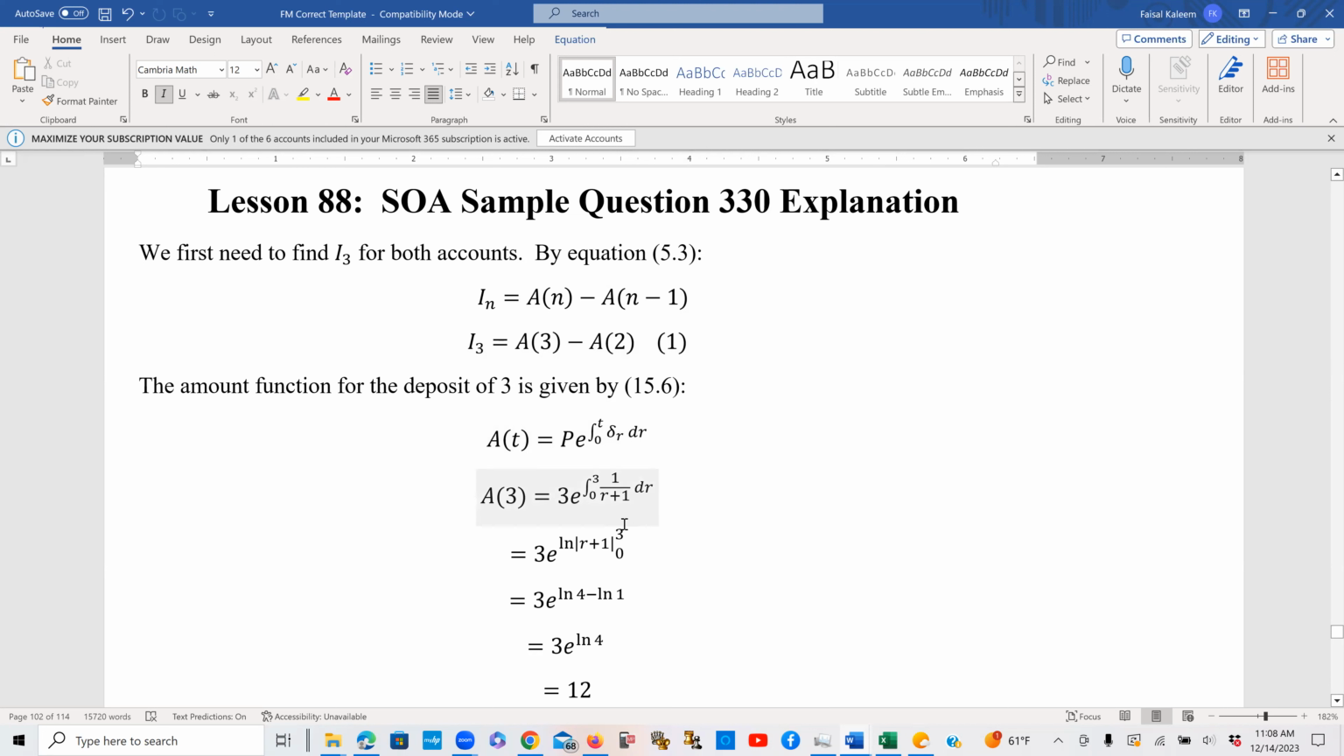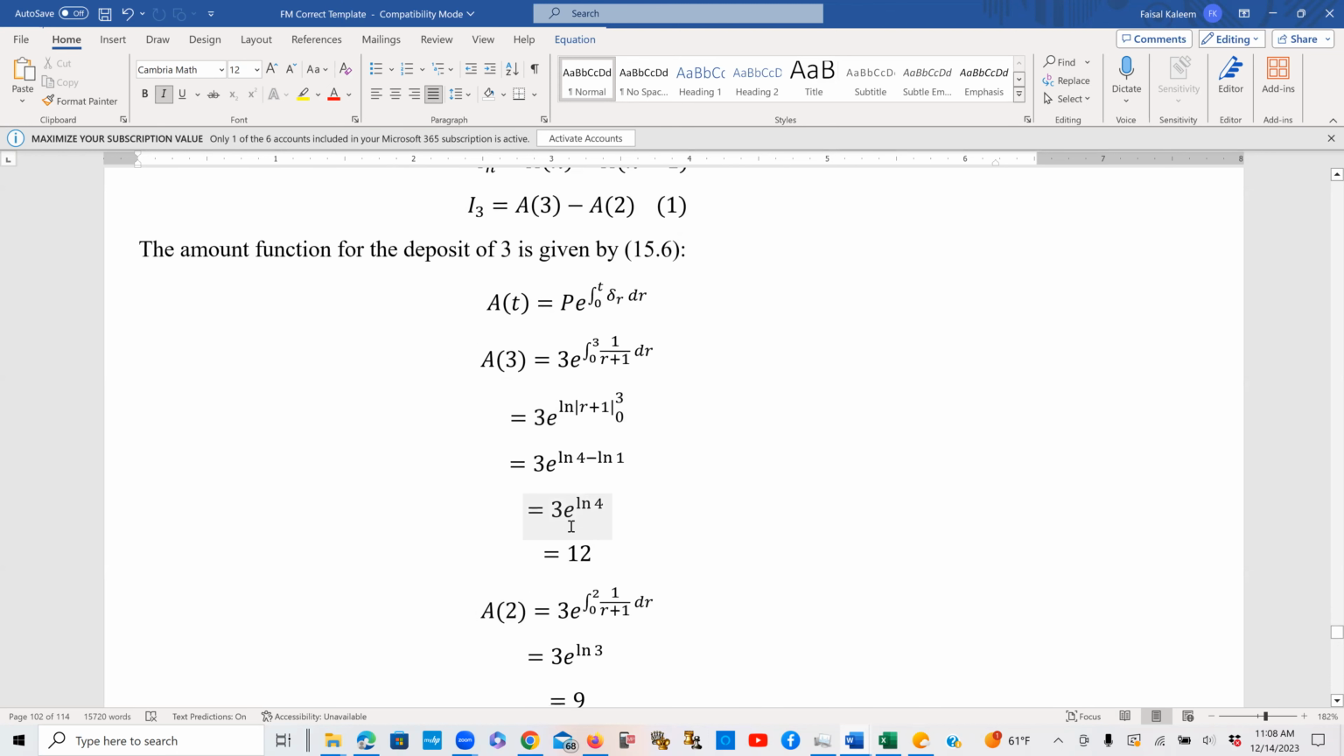An integral of 1 over r plus 1 is ln of r plus 1. And substitute r equals 3. 3 plus 1 is 4. And when you substitute 0, you get ln of 1. And ln of 1 is 0. So this is just 3e power ln 4. And e and the ln cancel out, leaving just 4. So 3 times 4 is 12.